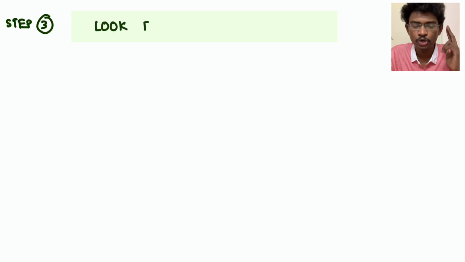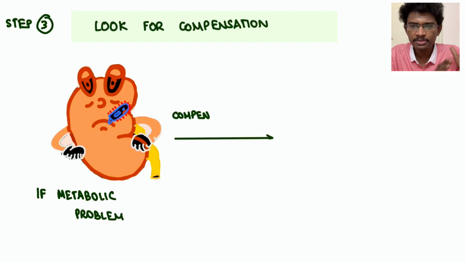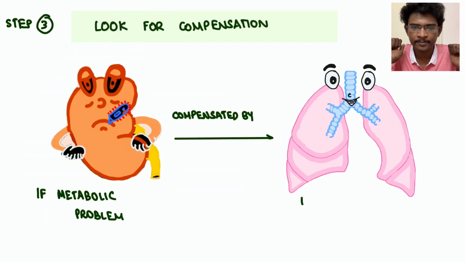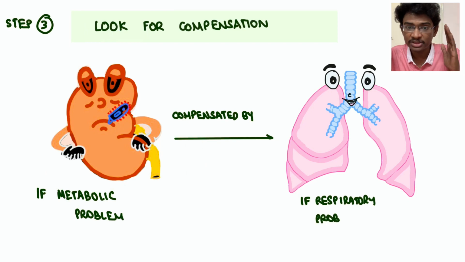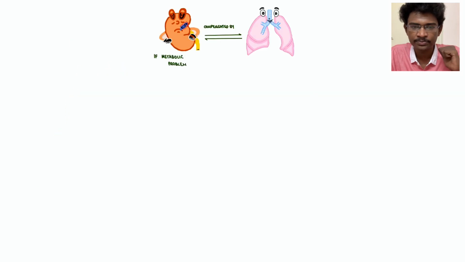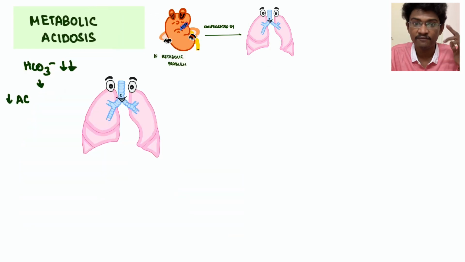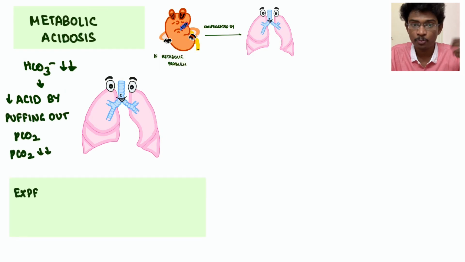Next step is look for compensation. If any metabolic disorder is going on, then the compensation will be respiratory. Or if respiratory pathology is going on, compensation will be metabolic. See, first let's take metabolic acidosis. Here bicarb is low. Acid is accumulating. Acid needs to be puffed out of the body, which is the carbon dioxide or carbonic acid, is puffed out.